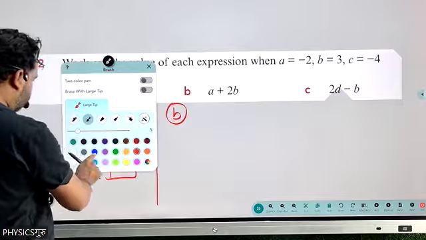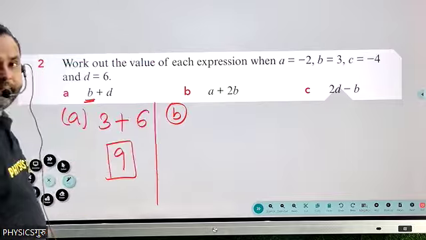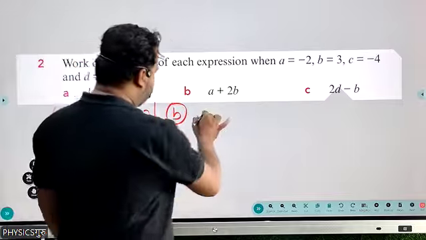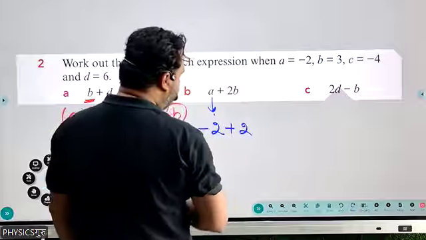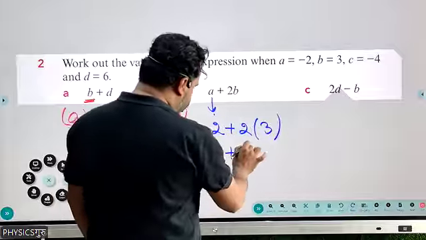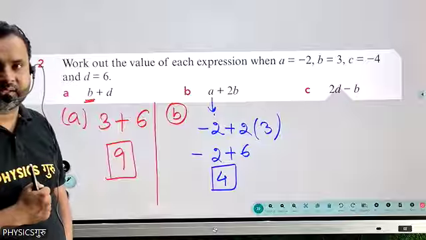Second question, B1. A plus 2 times B. What is the value of A? A is -2, plus 2 times B. The B value is 3. So it is -2 plus 6. That is plus 4.